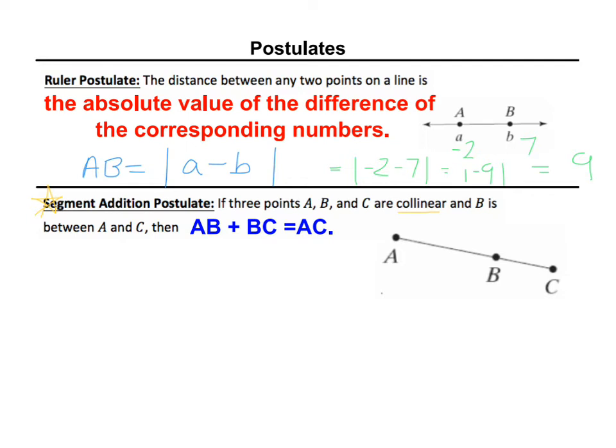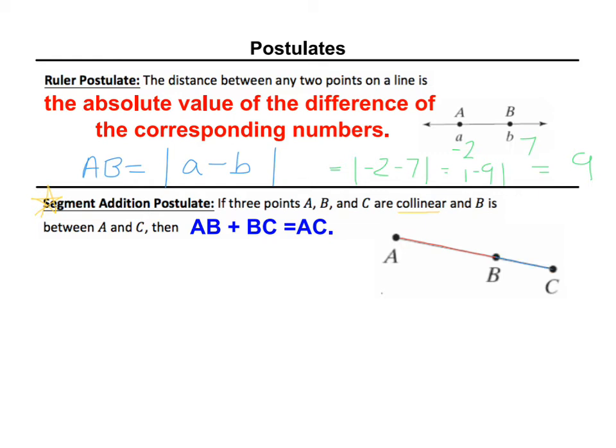Let's go ahead and mark that on our diagram. AB goes from point A to point B. I just highlighted that in red. BC goes from point B to point C.